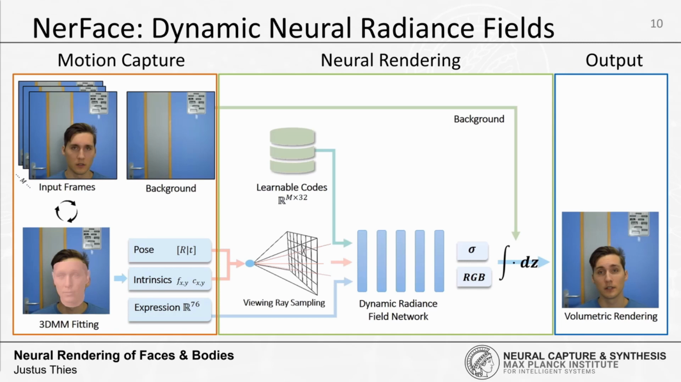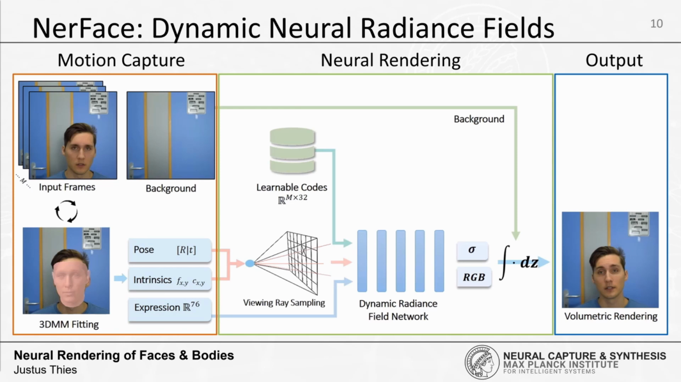The overall pipeline is very similar to the general pipeline that I already showed. On the left, you can see the motion capturing. We use the optimization-based face reconstruction and tracking pipeline of Face2Face, which gives us the pose of the head, the camera intrinsics, as well as the expression parameters of the underlying blend shape model used in Face2Face.